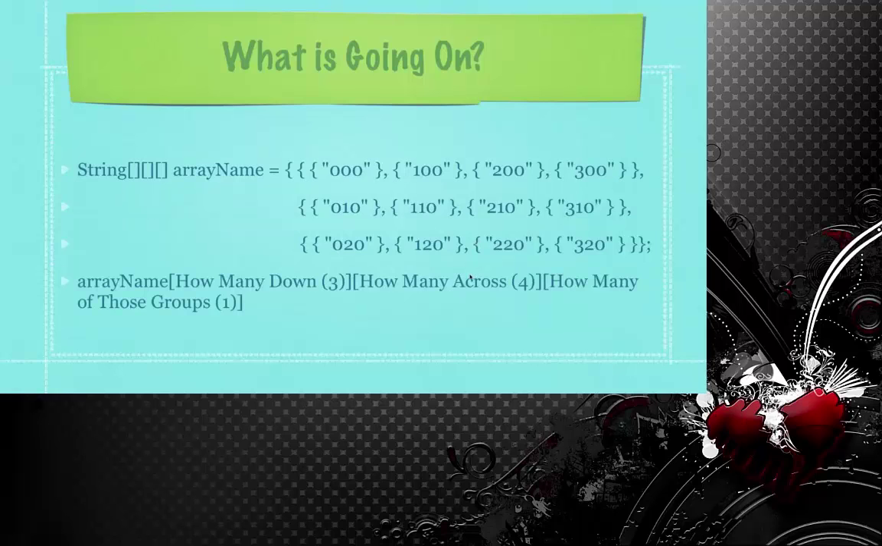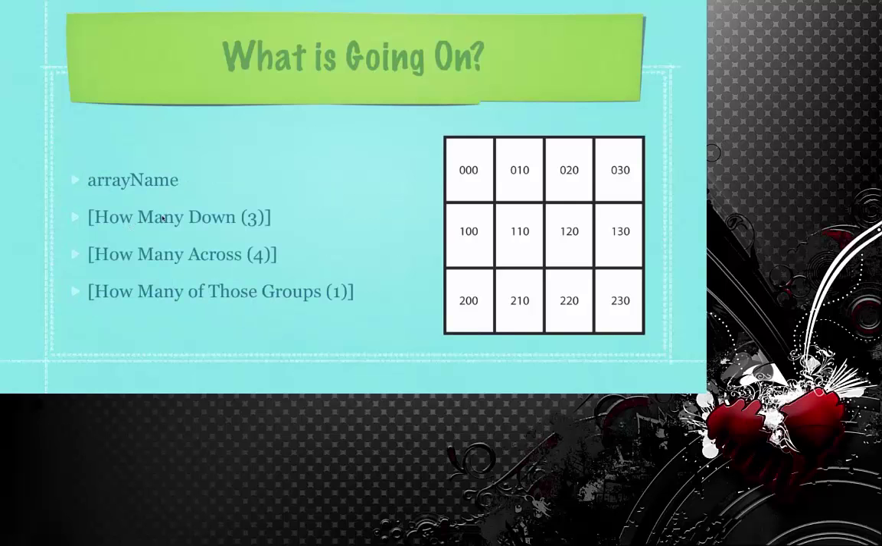Well, this is basically what is going to happen here. The first box in your array is going to tell you how many boxes you're going to have downwards. The next one's going to have how many across. And then the last one's going to have how many of those groups. Let's look at that in a graphical format. So how many down for the first one? That's going to be 1, 2, 3.